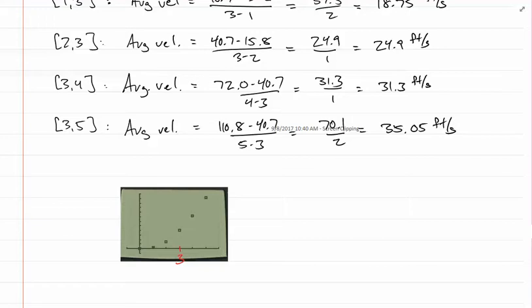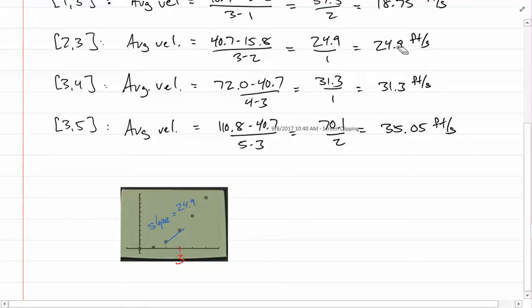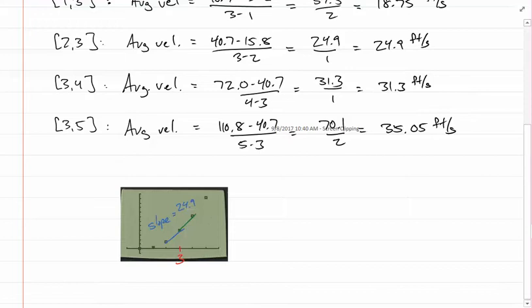So essentially what that means is that that's the slope, if we just connected these 2 points here. That slope is 24.9. That's what that average velocity calculation says. If we were to connect the t equals 3 and t equals 4 points, these points right here, that's got a slightly higher slope, according to what we did over here. That slope is 31.3.